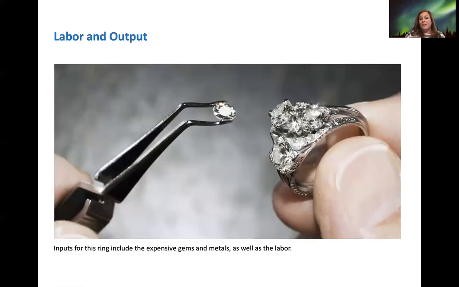So here, this is an expensive diamond ring. You've got to look at the cost of the jewels, it looks like that's white gold or platinum, the labor, all of that stuff that goes into creating that ring.